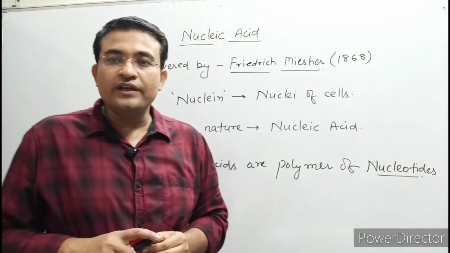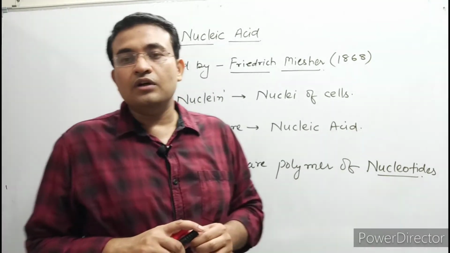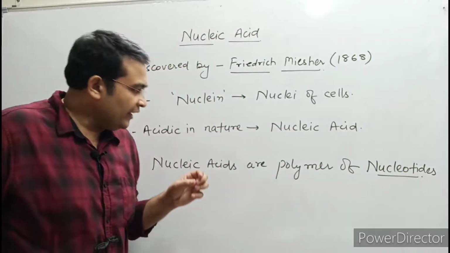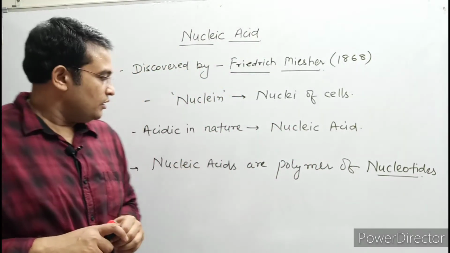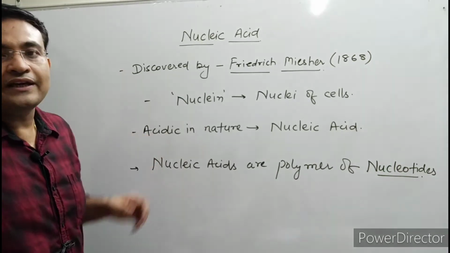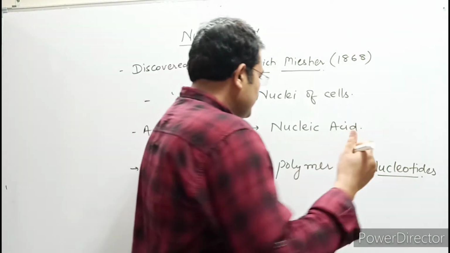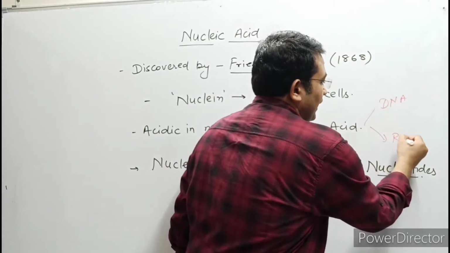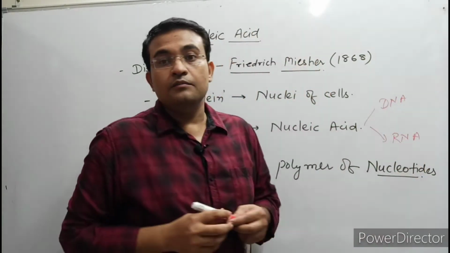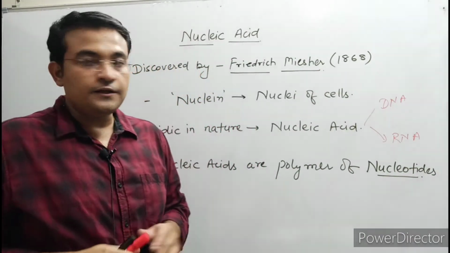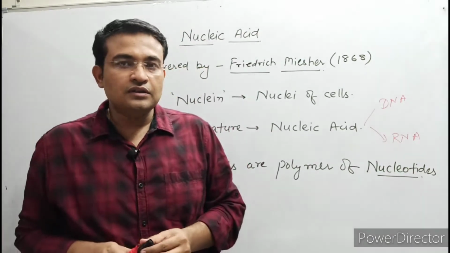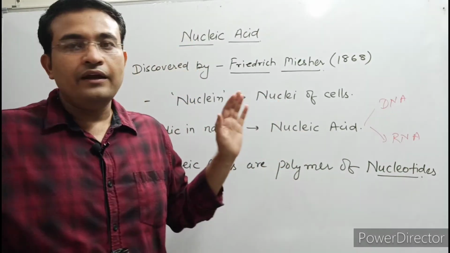So what are the nucleic acid? Nucleic acid are the biomolecules found in the nucleus, and they are acidic in nature. There are two types of nucleic acid present in cells. One is DNA and second is RNA. DNA means deoxyribonucleic acid and RNA means ribonucleic acid, and there are some differences between DNA and RNA, and we will discuss it later.